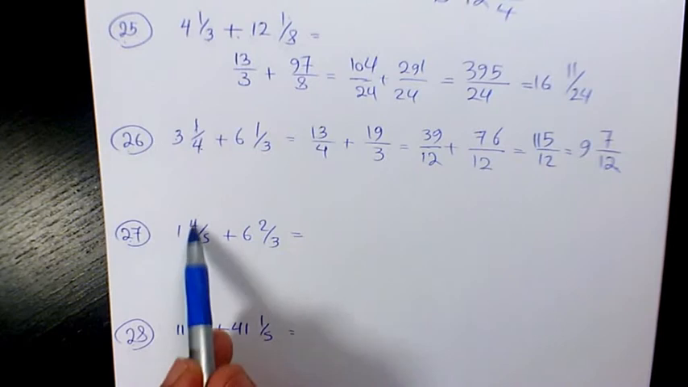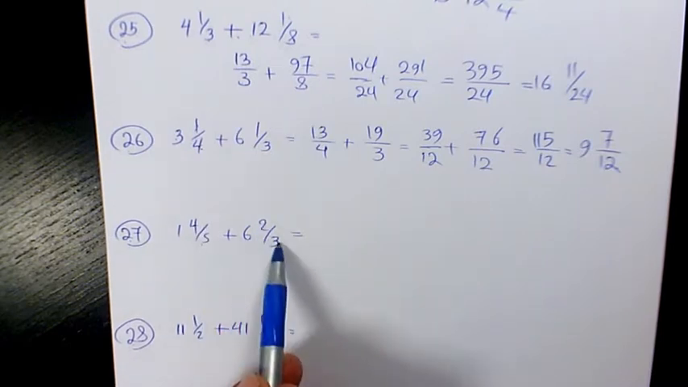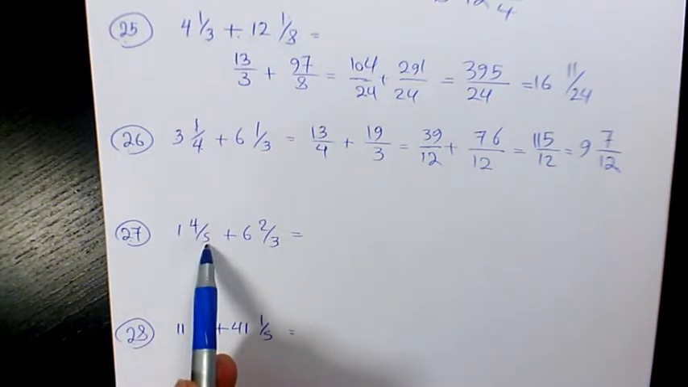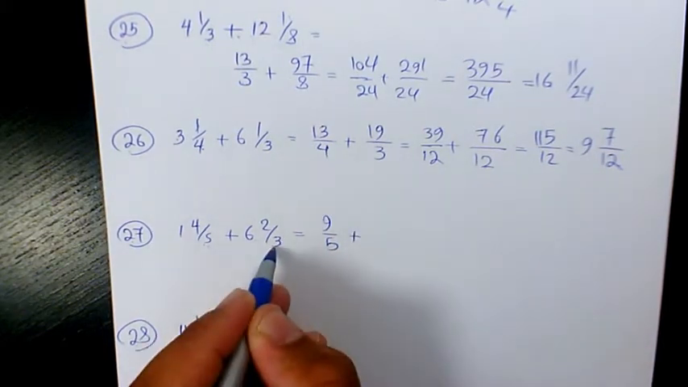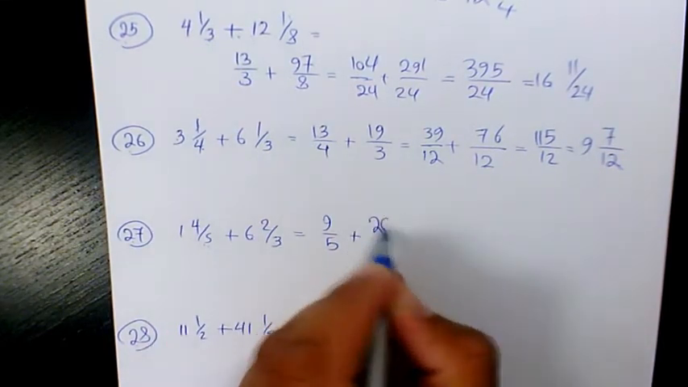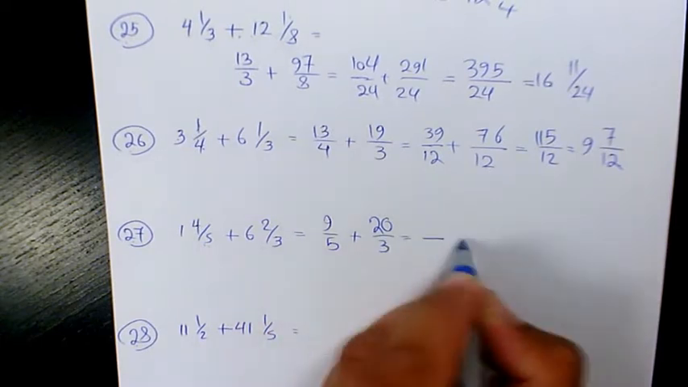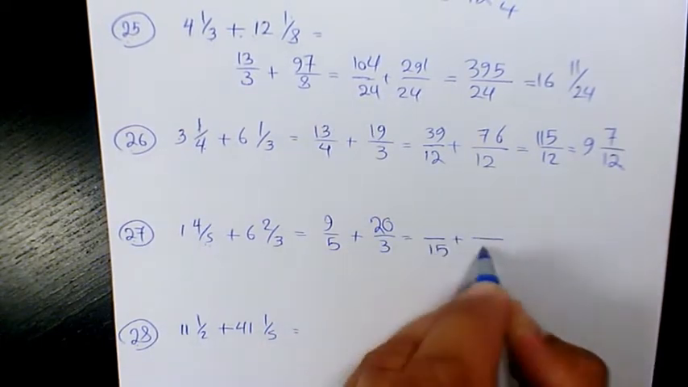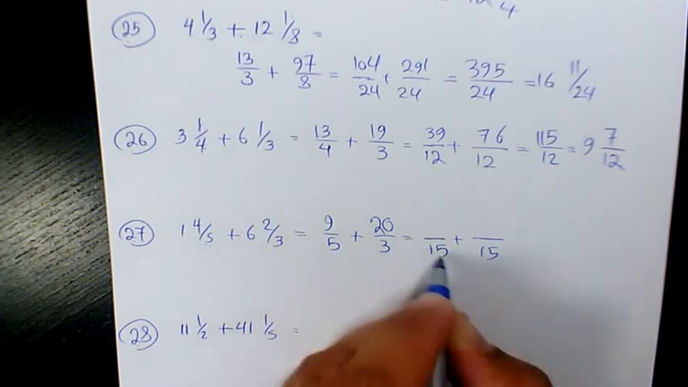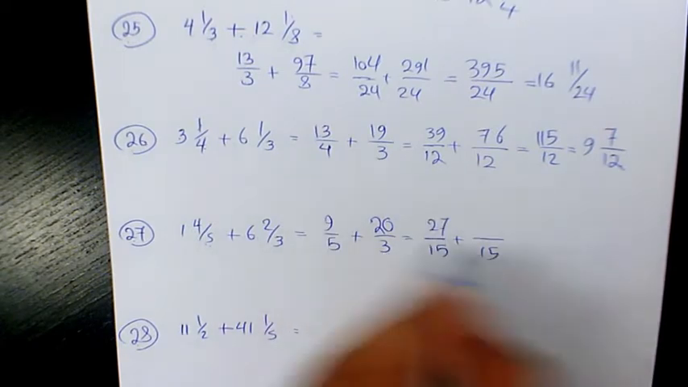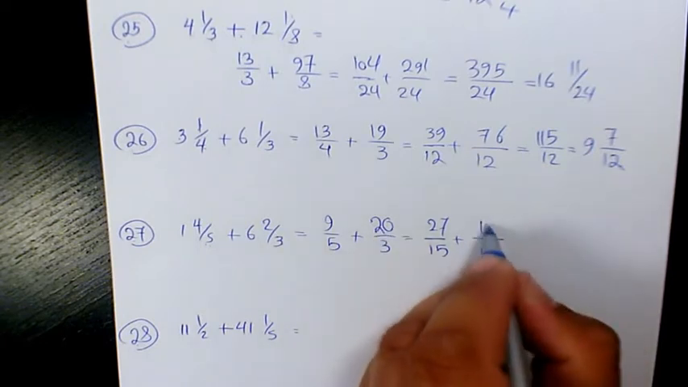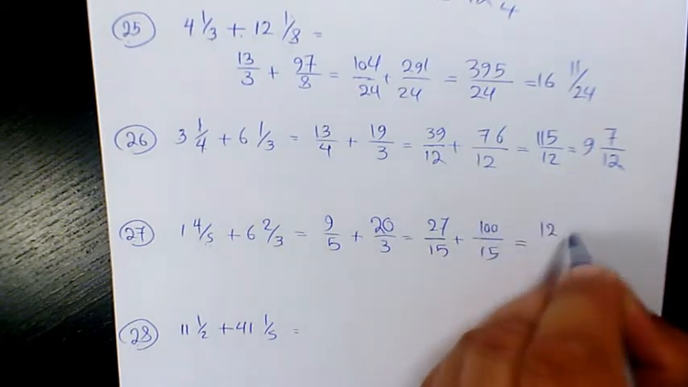Next one. 1, 4 over 5 plus 6, 2 over 3. 1 times 5, 5 plus 4, 9. 9 over 5. 6 times 3, 18 plus 2, 20 over 3. When you multiply these two, it's going to be 15. 5 times 3, 15. 9 times 3, 27. 3 times 5, 15. 20 times 5, 100. So that's going to be 127 over 15.